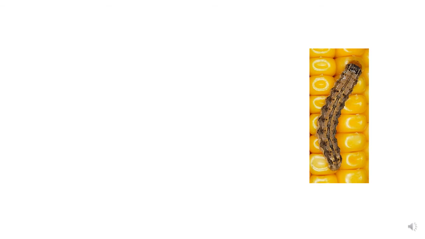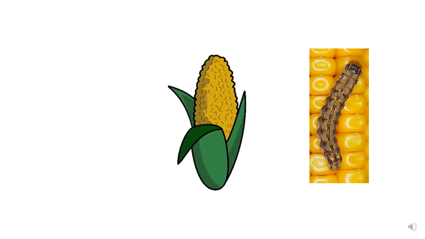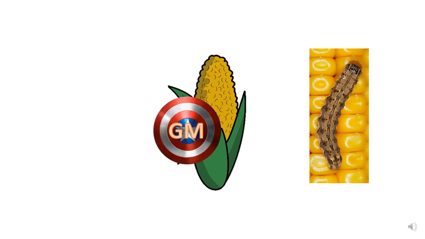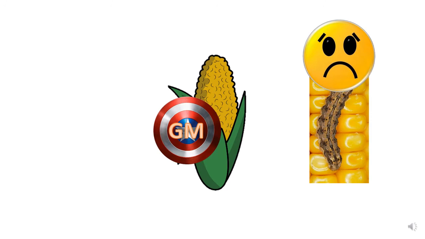Corn borers will feed on corn. If we engineer the Bt toxin gene into every single one of these cells, then the corn borer, when it chews on the cells, will experience the toxin. Therefore, they won't be able to feed on the corn because they will die if they eat it.